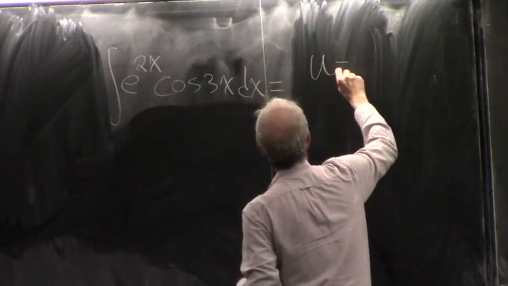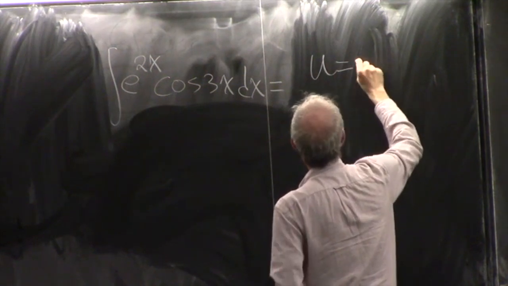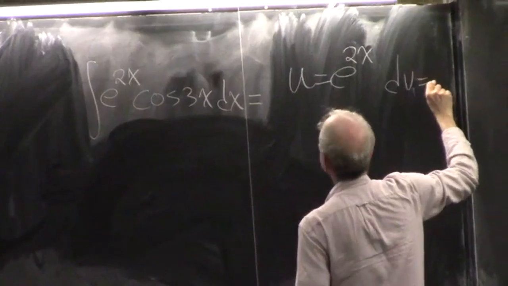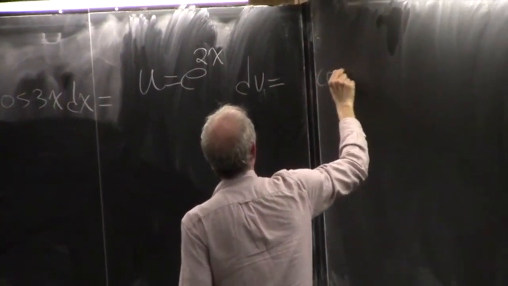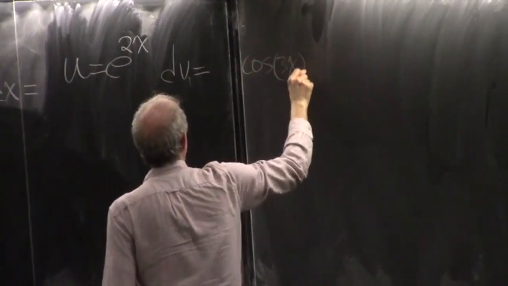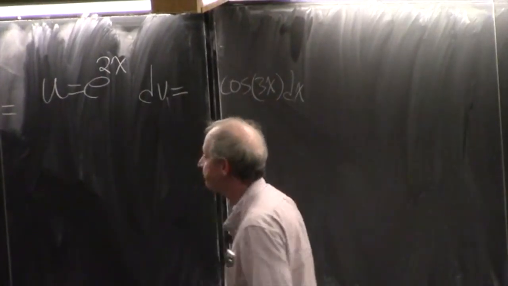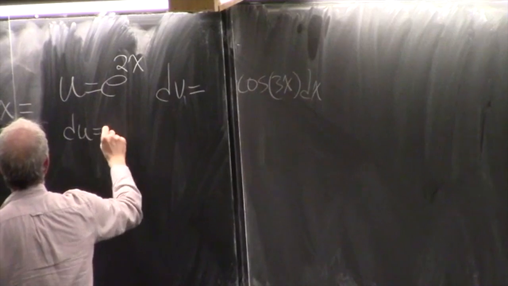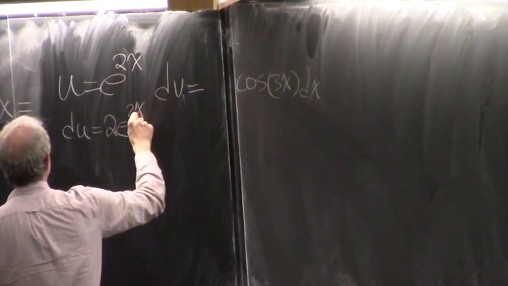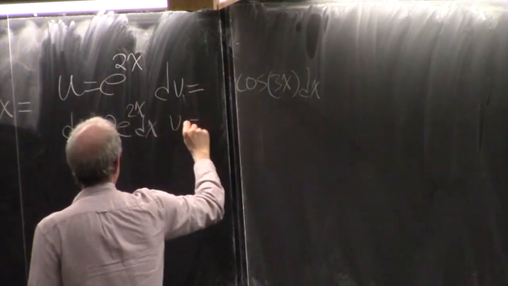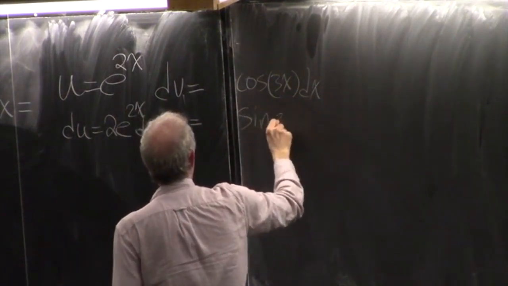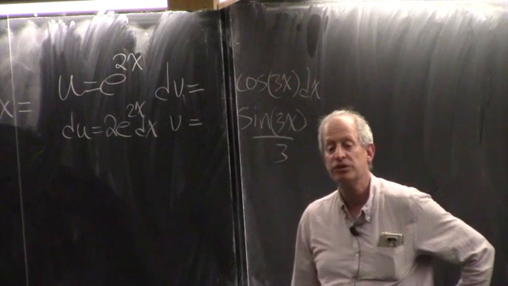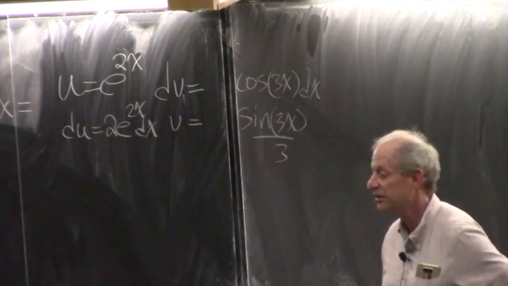So let's let u equal, doesn't matter which one you pick, e to the 2x, then dv would equal cosine 3x dx. And du is 2e to the 2x dx. v is sine of 3x over 3. So this is going to get messy with all the 2's and the 3's, so be careful.